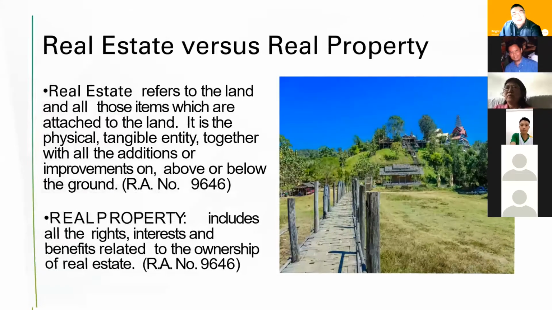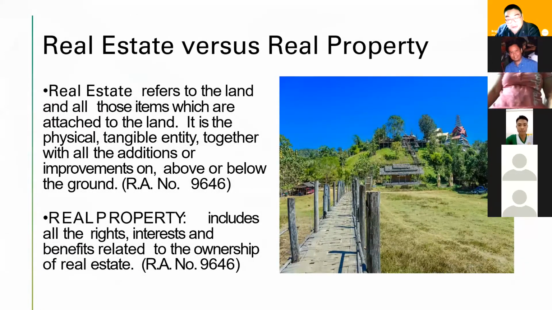Okay, so let's now go to the definition. According to RA 9646, the Real Estate Service Act, real estate is defined as or refers to the land and all those items which are attached to the land, together with all fixtures or improvements on, above, below the ground. So here, in this example, as you could see the property in the background, it's on top of a particular hill.